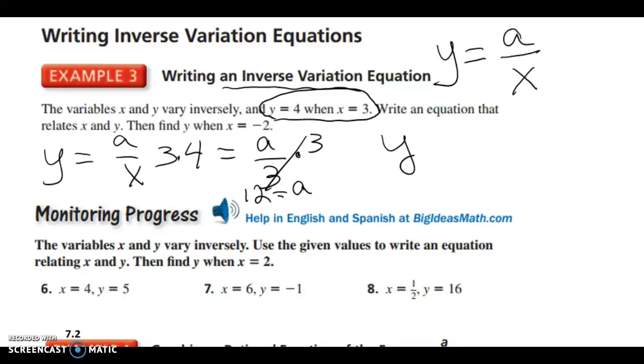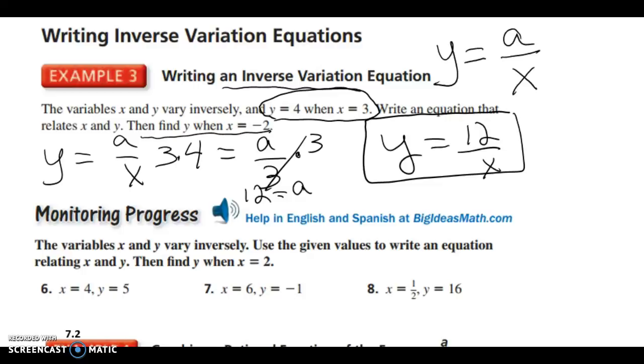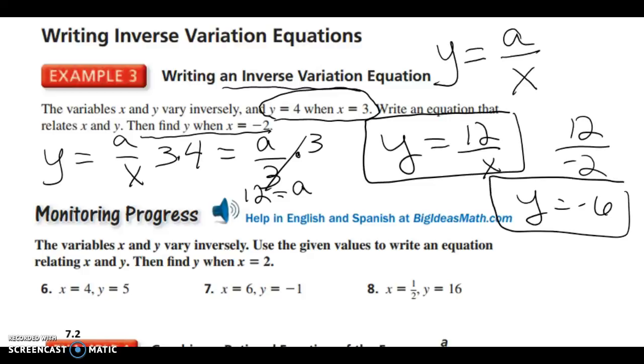So let's write our final answer. Our equation is y equals 12 over x. Now that we have our equation, we can answer whatever they want, and they want to know what y is when x is negative 2. So simply plug in negative 2, and we can see y will be negative 6.